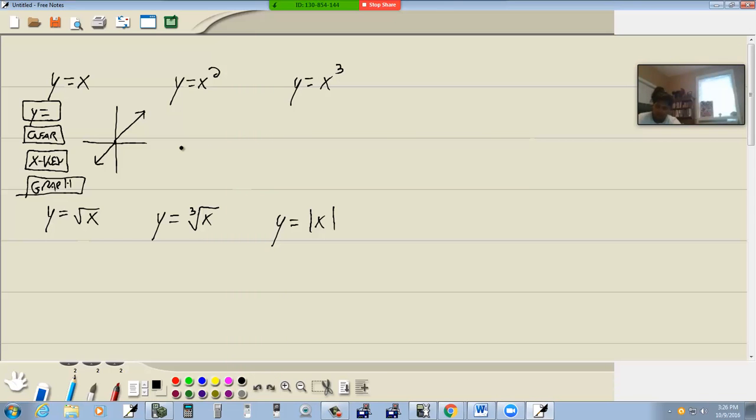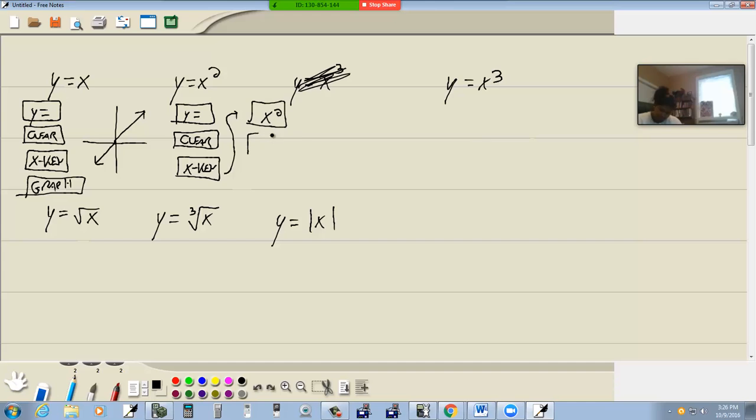Now y equals x squared. That's going to be Y=, clear. Then we'll put our X key in. And then we'll do our X squared button. And then we'll do our graph. And what that'll give us is the U-shaped graph, the parabola. The x squared is always your U-shaped graph.